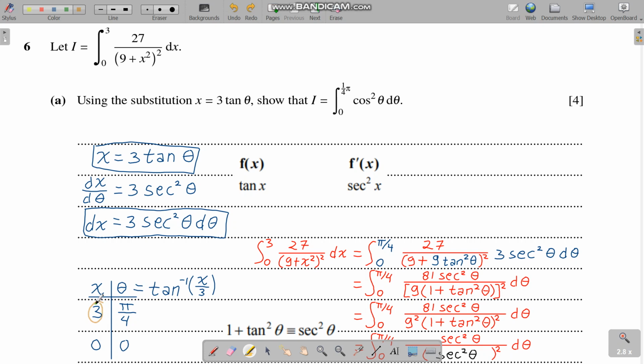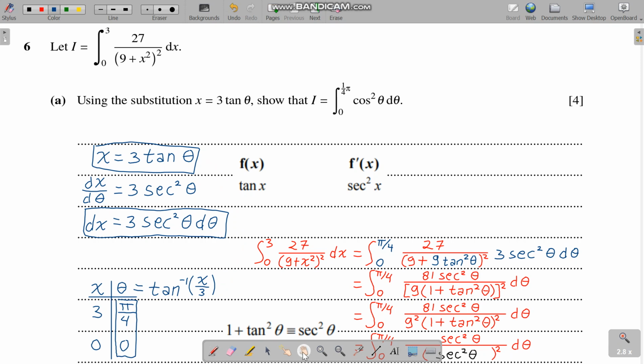So when x is 3, what is theta? From this equation here, if you divide both sides by 3 and then use inverse tangent, you get theta equals inverse tangent x over 3. So when x is 3, you plug in 3 here, inverse tangent 3 over 3, inverse tangent 1 is pi over 4. And when x is 0, inverse tangent 0 is 0. So we can always find theta this way.